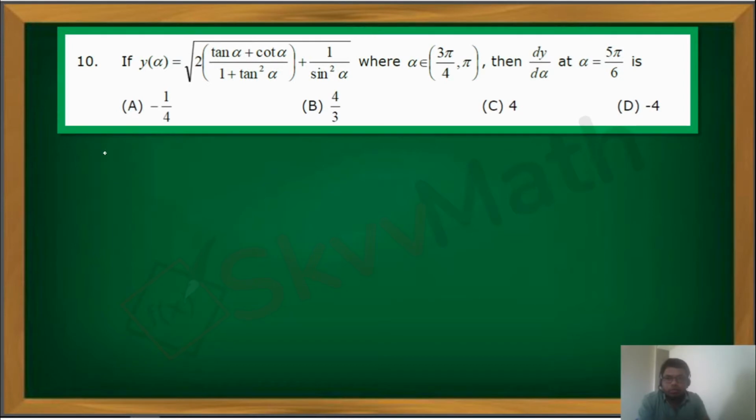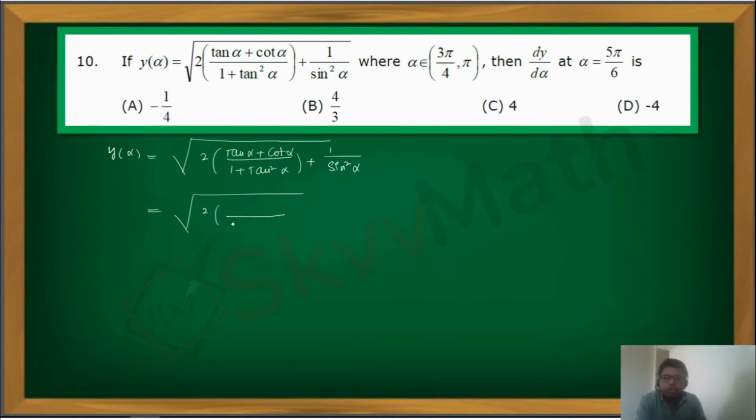What is y of alpha? Y of alpha is square root of 2 into tan alpha plus cot alpha divided by 1 plus tan square alpha, plus 1 by sin square alpha. Now 1 by sin square alpha is directly cosecant square alpha, reciprocal of sine. So square root of, and here 2 into cot alpha, I can write cos alpha by sin alpha, sin alpha by cos alpha is tan alpha, and this is cos alpha by sin alpha.